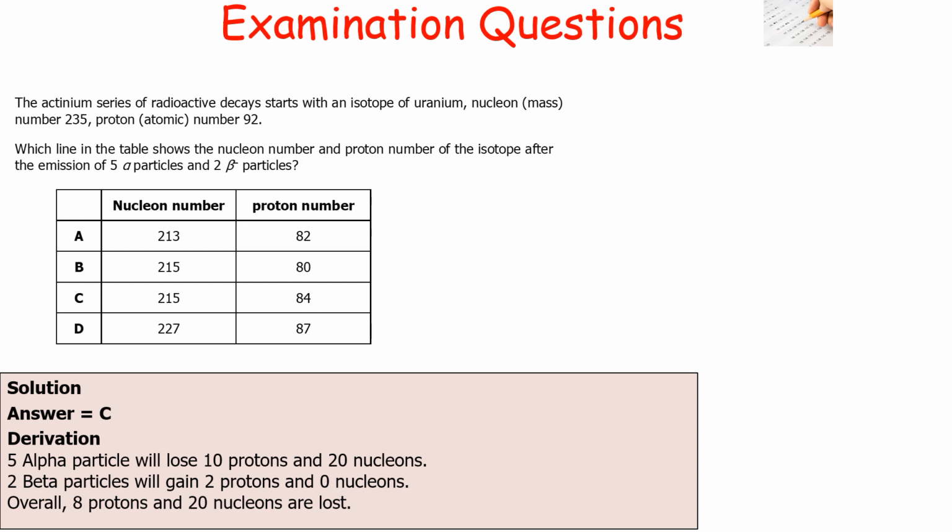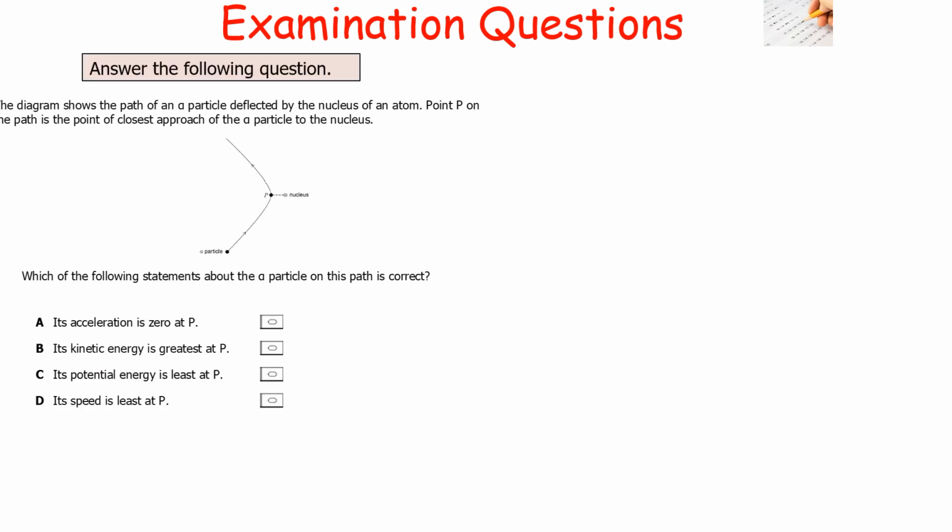Right, the next question says here that the diagram shows the path of an alpha particle deflected by the nucleus of an atom.